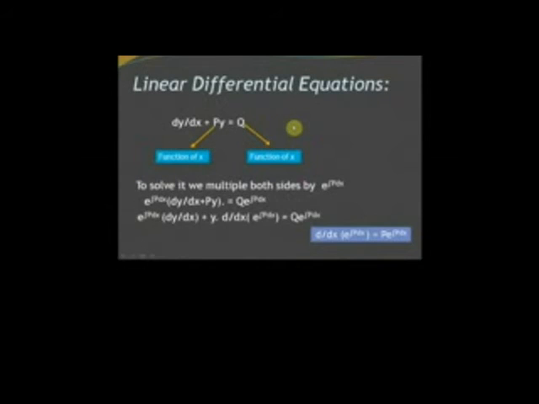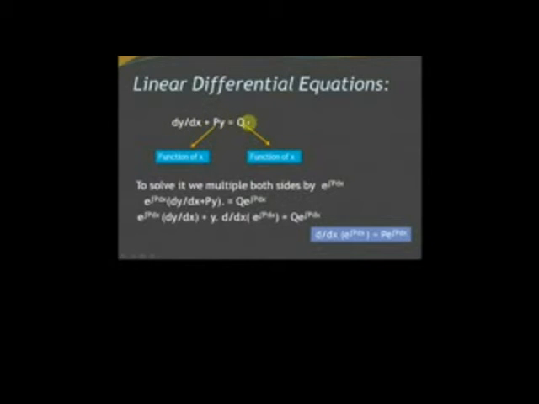Now the next important type of differential equation is the linear differential equation. These are very standard differential equations, and most of the time these differential equations are asked. This is of the form dy by dx plus p times y equal to q. Here p is a function of x and q is also a function of x. So any differential equation of this form is called a linear differential equation.